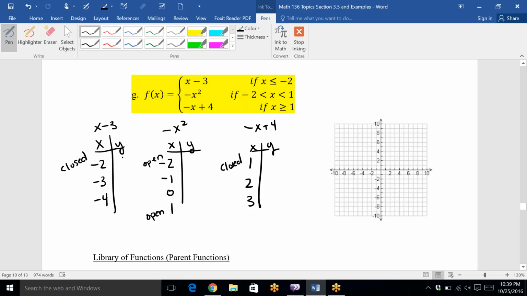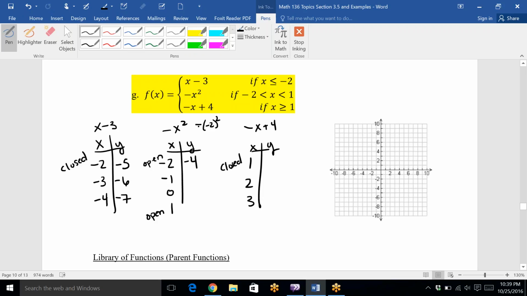So -2 minus 3 would be -5. -3 minus 3 would be -6. -4 minus 3 would be -7. This one you have to be careful. This is -2 squared. So you actually square it and then times it by the negative outside. So that makes this guy -4.